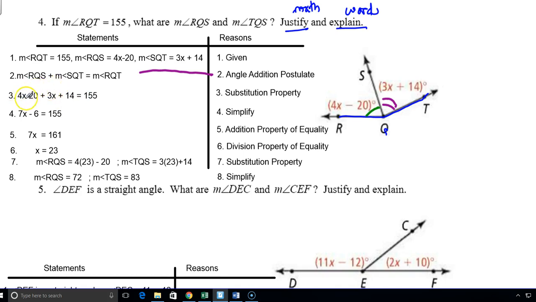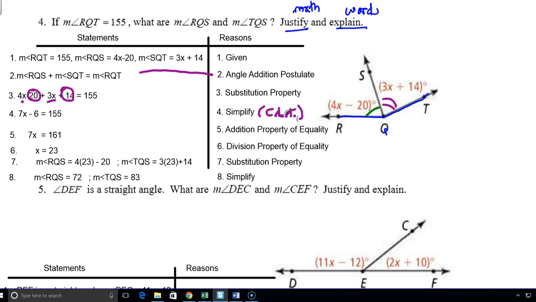Step 3, we substitute in 4x minus 20 plus 3x plus 14 equals 155. That's substitution. Okay, what did we do? Well, we saw we had 4x and 3x and minus 20 and plus 14. We combine like terms, which is 7x minus 6 equals 155. Simplify. Okay, so that simplifying step was really combine like terms.